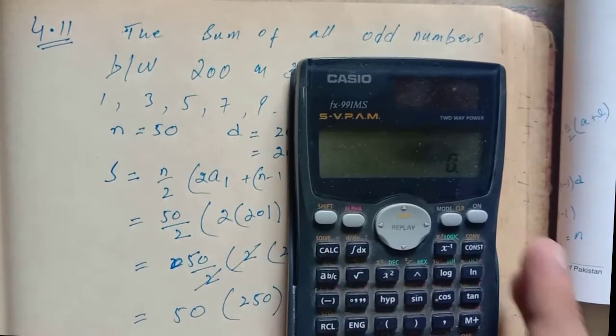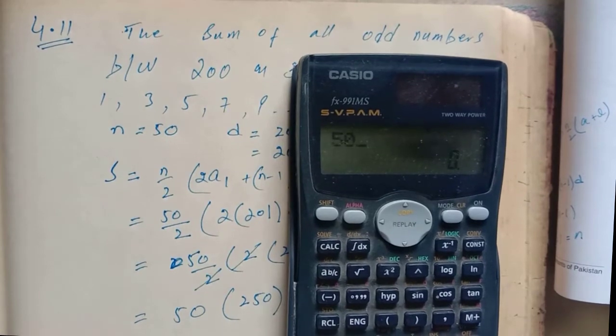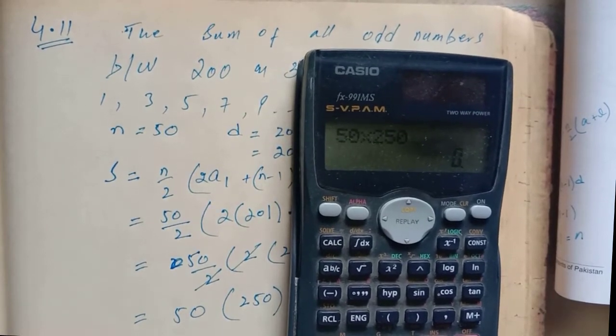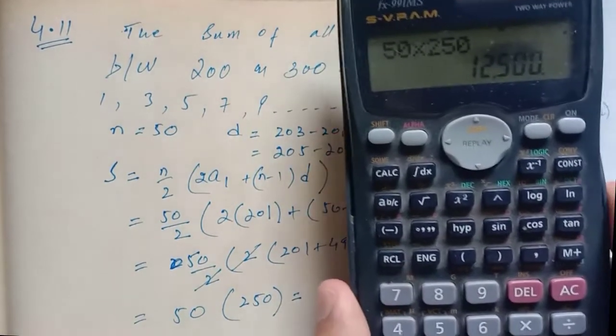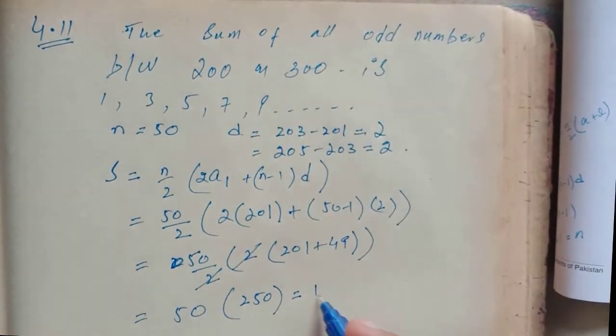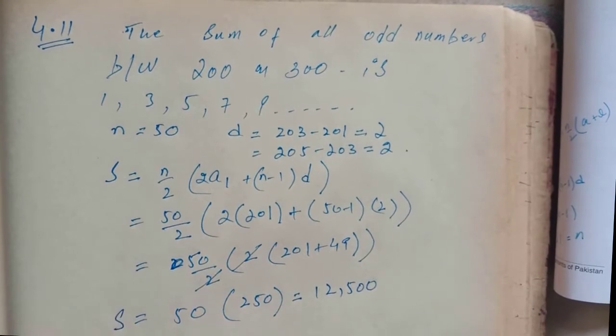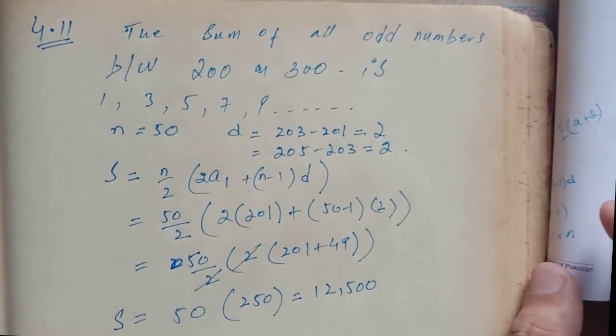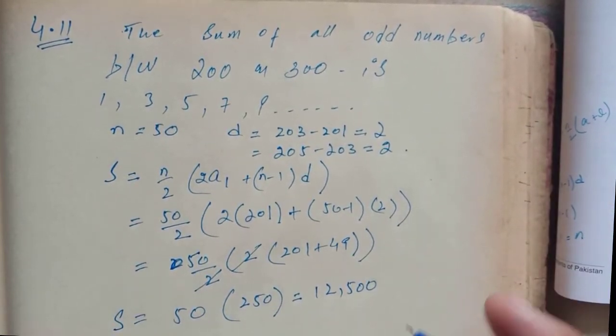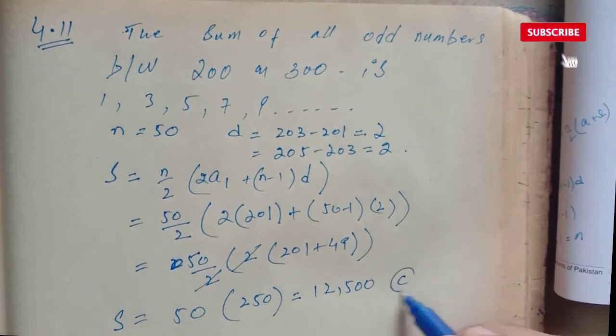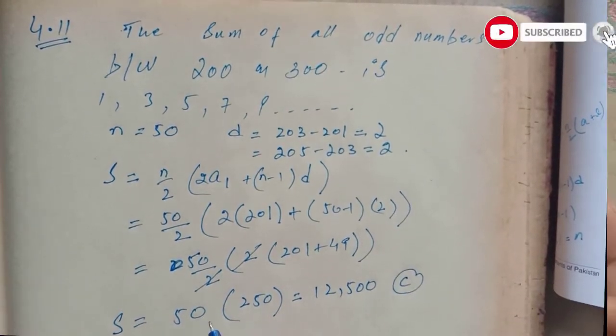Calculate with the help of a calculator: 50 into 250 equals 12,500. The sum is 12,500. So option C is the answer of this question.